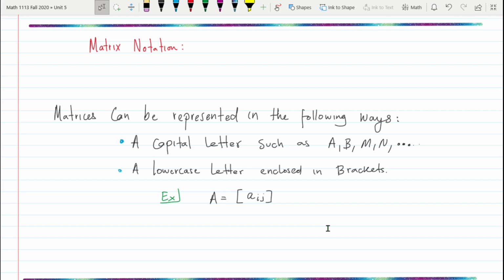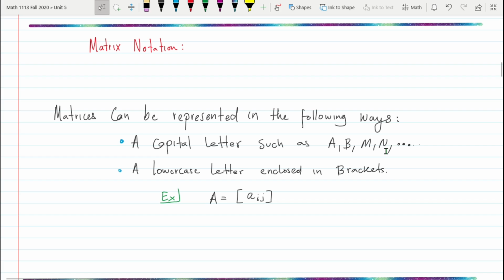So matrices can be represented in several different ways, right? So a capital letter, such as A, B, M, N, whatever, right? It has to be a capital letter, and that gives it the name of the matrix. So you can refer to a matrix as matrix A, matrix B, M, or N.